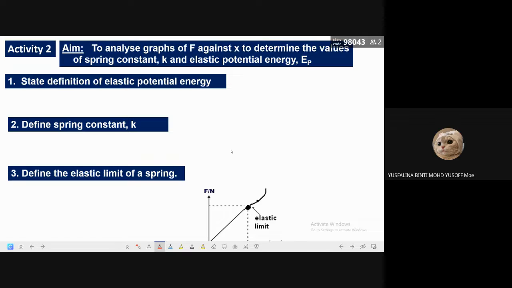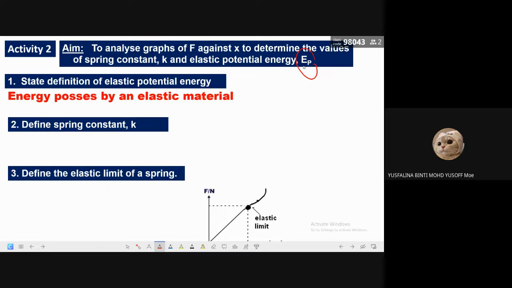Okay, so the next one, to analyze the graph of F against x to determine the values of spring constant k and elastic potential energy EP. So this is the symbol of the elastic potential energy, EP. So state the definition of the elastic potential energy. Elastic potential energy is the energy possessed by an elastic material. So any elastic material such as a rubber band or a spring has elastic potential energy.